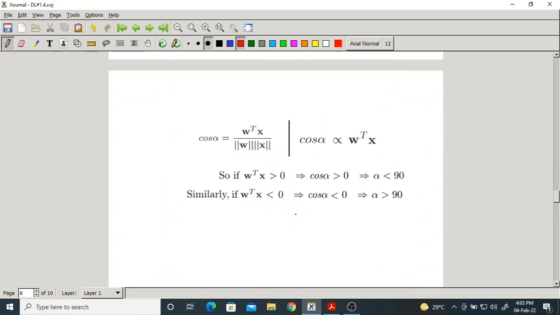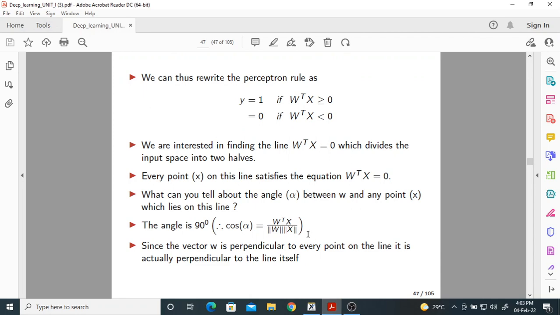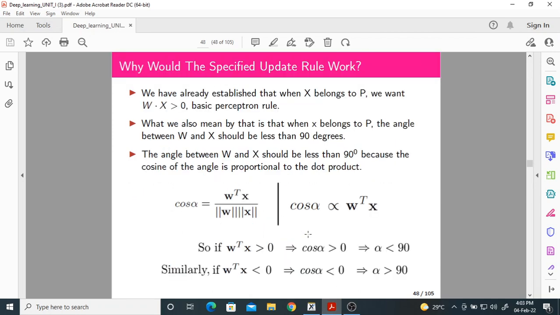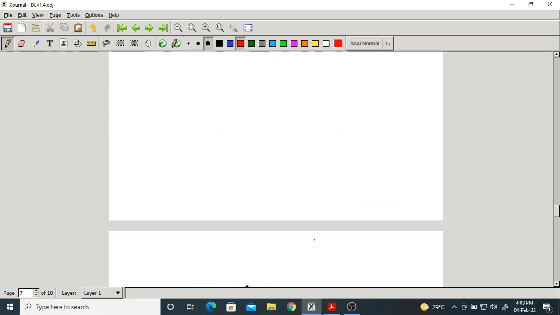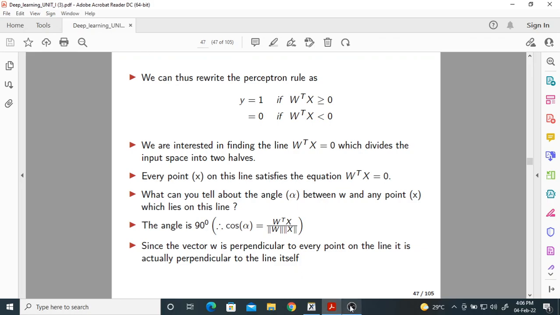Now, before proceeding further, let us discuss the geometry of the perceptron in this case. We can rewrite the perceptron rule like this, as I told you already. Now, what is the line? What is the decision boundary here?